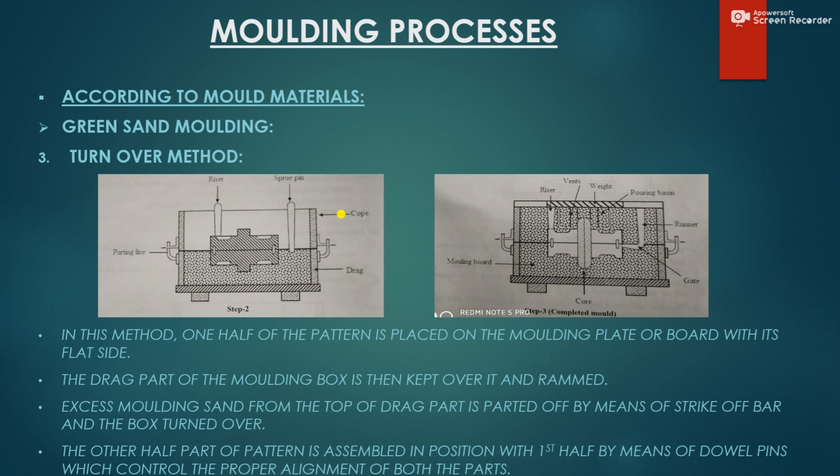Then on it you put the cope portion, place the second portion of the split pattern, connect both the pieces of the pattern together by pins, then put the riser and the sprue pin for preparing cavities of riser, pouring basin, runner and gate inside the pattern. Then you fill the cope portion with sand, ram it properly, and after the ramming and finishing leveling of the mold is completed and the mold cavity is generated properly, you pull out the pattern and you get the riser and pouring basin as well.